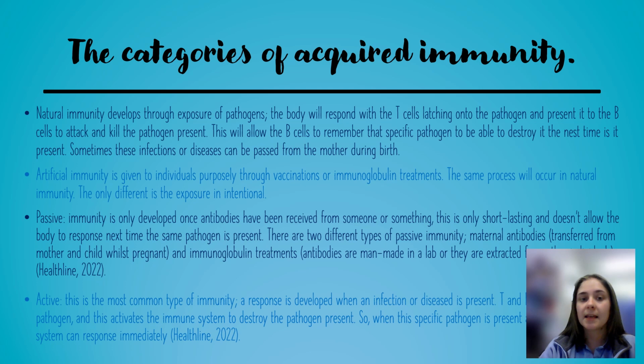Artificial immunity is given to individuals purposely through vaccination or immunoglobulin treatments. The same process will occur as in natural immunity. The only difference is the exposure is intentional.